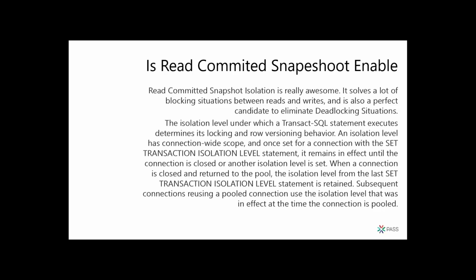Actually, I want to share that is read committed snapshot, and wherever any request comes for data from a table, and the transaction will do some update or insert operation, in that context a deadlock situation may happen. And to eliminate the deadlock situation, the isolation level under which a transaction statement executes determines its locking or row version behavior.